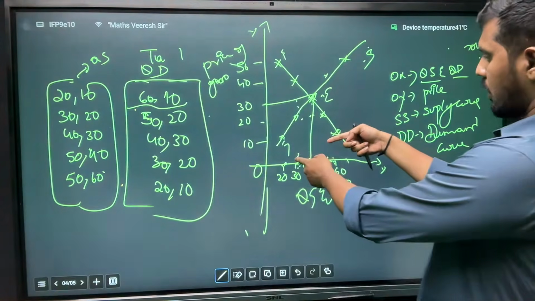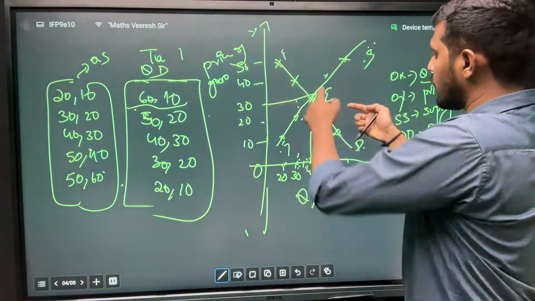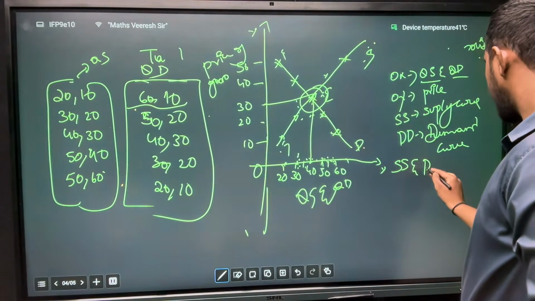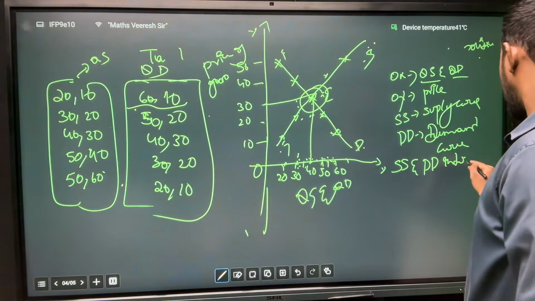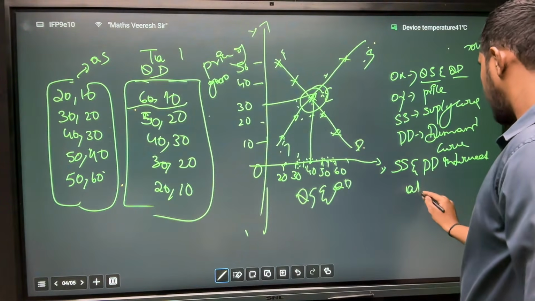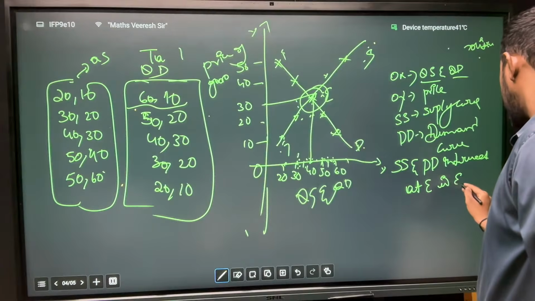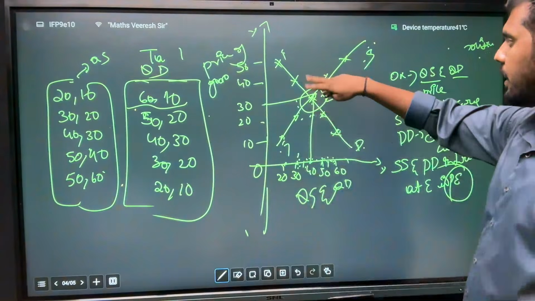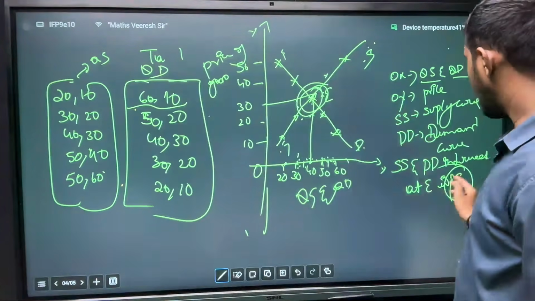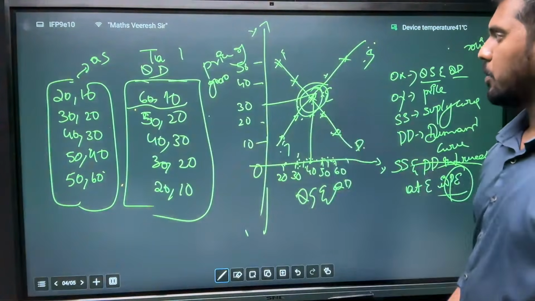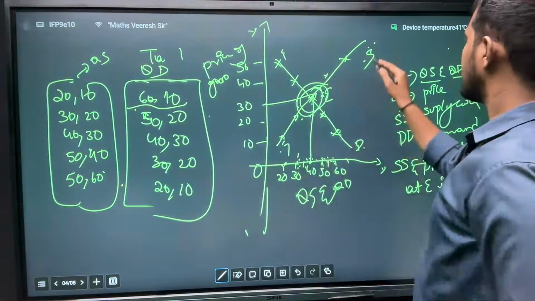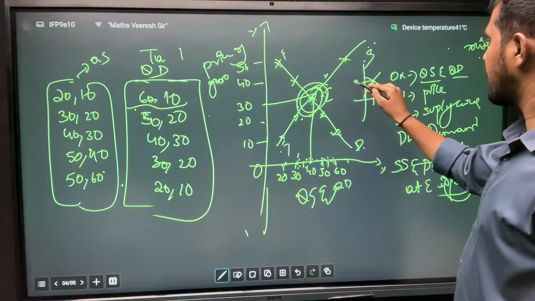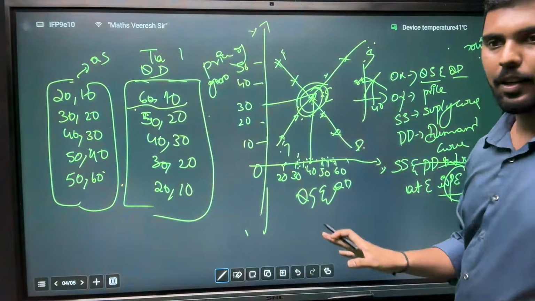When the SS and DD curves intersect at a point E, it is called the price equilibrium. DD and SS intersect at a point E, and we call it a price equilibrium. You can write directly, and directly you can draw like this. Write down here 30, here 40. That's it. You can write directly.